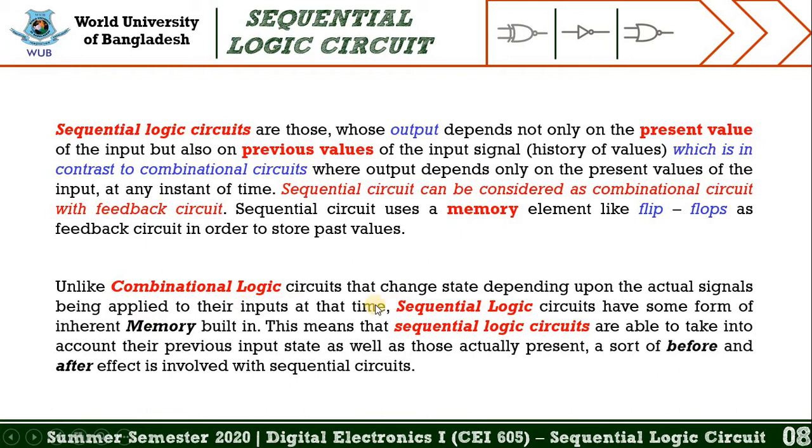Unlike combinational logic circuits that change state depending upon the actual signals being applied to their inputs at that time, sequential logic circuits have some form of inherent memory built in. This means that sequential logic circuits are able to take into account their previous input state as well as those actually present. A sort of before and after effect is involved with sequential circuits.